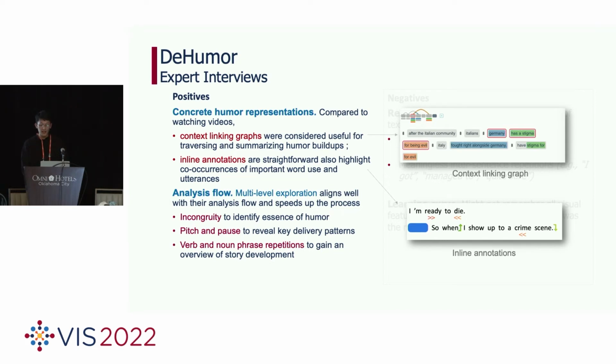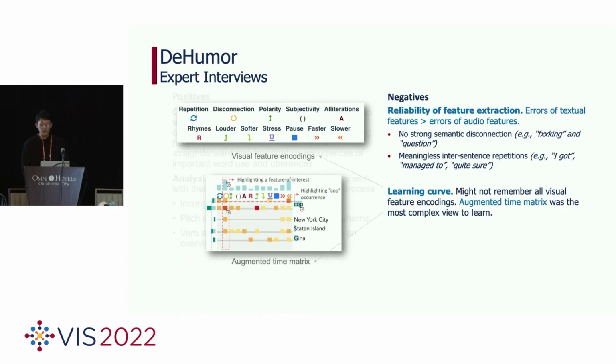They usually examine incongruity features to identify the humor essence, rely on pitch and pause to see key delivery patterns, and use verb and noun phrases to gain an overview of the story development. The negatives mainly involve inaccuracy of feature extractions, especially incongruity. Also, participants say that they might not remember all the visual encodings, and the augmented time matrix was the most complex view.